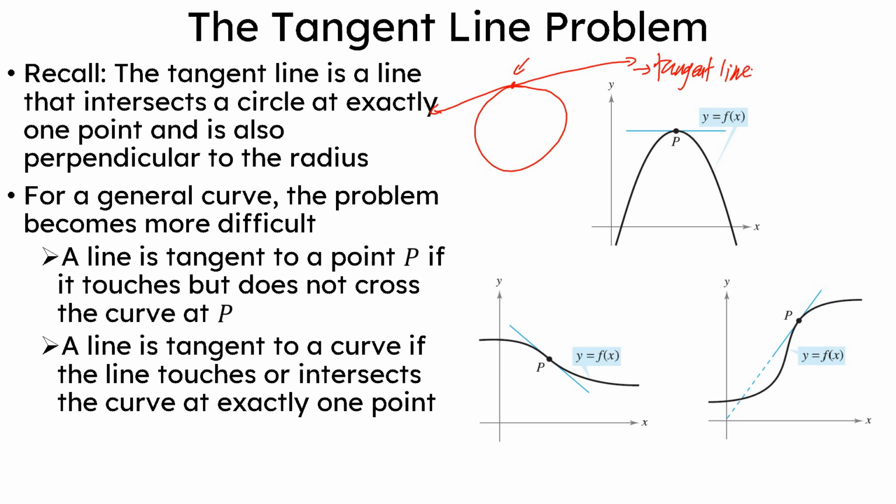tangent line. Since it's a circle, it will really touch at exactly one point. It will not pass through any other part of the circle. However, for a general curve, it becomes more difficult. If the curve is like this, it's easier, but if curves are like these, it might be more difficult because we do not know the extent of our graphs. For example, in this graph here, it's tangent here, but once you extend the line, it will no longer be a tangent line.